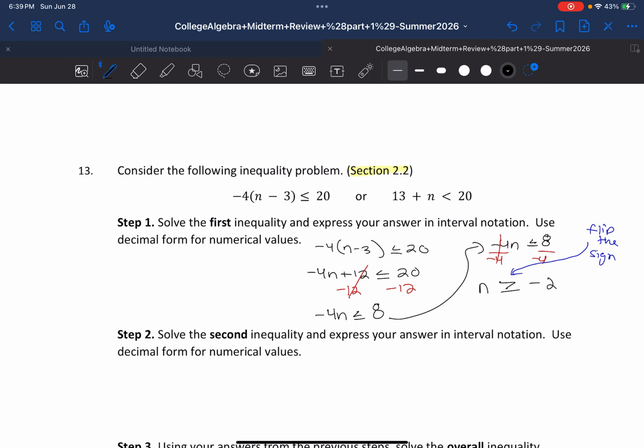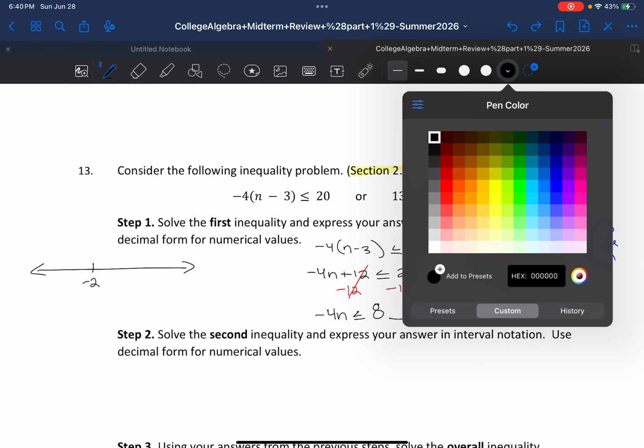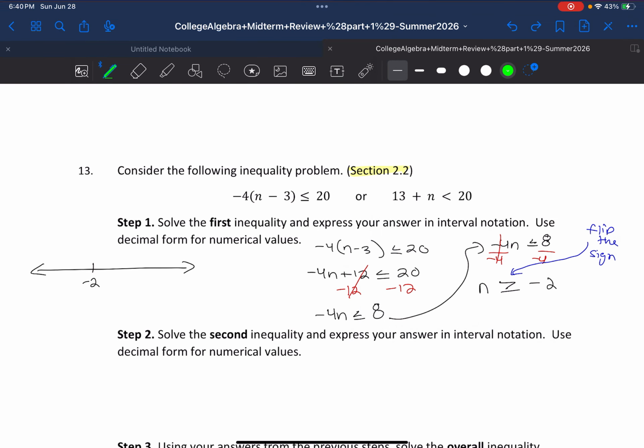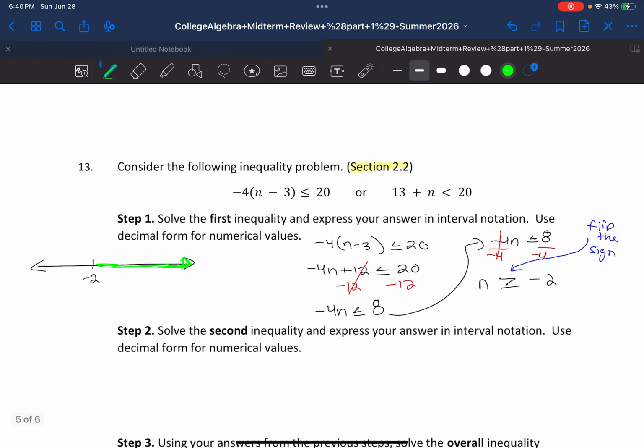Okay, and it wants us to write this one in interval notation, so I'm just going to show you on a number line. If this was -2 here, and I shaded it, I have to shade everything greater than or equal to -2, because that's what it says n can be. N is greater than or equal to -2. So that's going to be shading to the right. And it can equal -2, so that would be a closed circle or a bracket. Use a bracket this time.